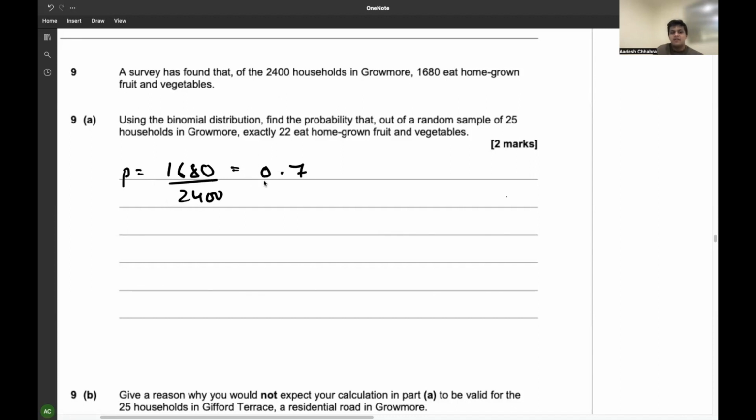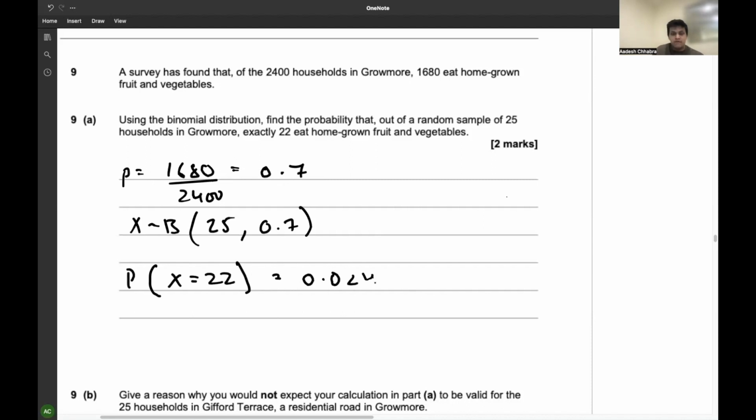So now that we have the value of our probability of success, we can go ahead and set up a binomial distribution of X with the sample size of 25 and 0.7 as our probability of success. Now we have to find the probability that X is exactly equal to 22. You can go ahead and use your calculator and you should find the value to be 0.0243. Remember, this is binomial distribution and the sample variables have been given here. So that should be fairly simple for you guys to calculate.